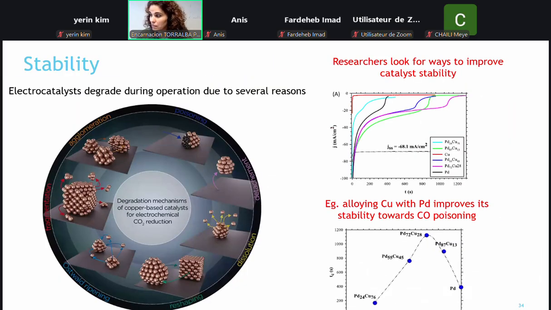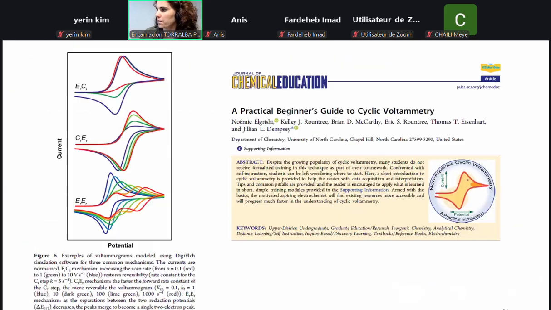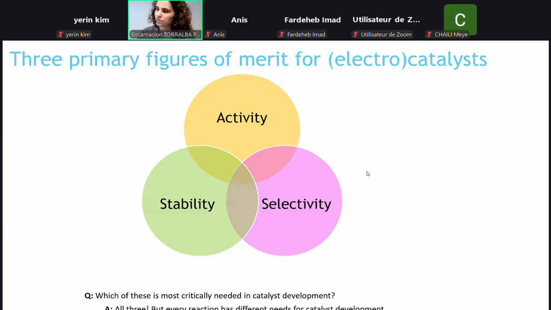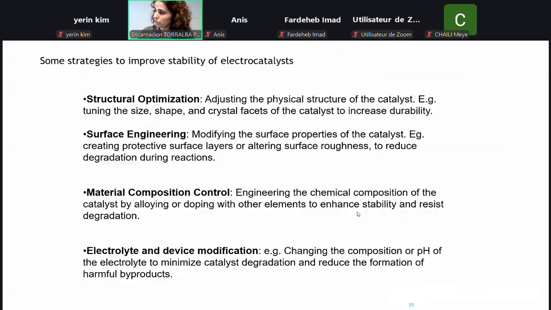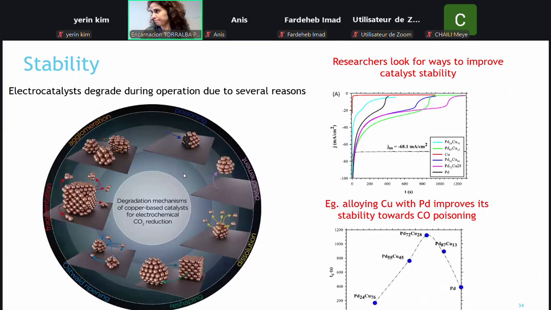So the last important point for the catalyst, I come back: it was activity, selectivity, and stability. We can have an active, a selective catalyst, but if it only works for 5 minutes or 1 minute, then it's a short-lived catalyst. So the stability. We need catalysts that are the most stable possible.